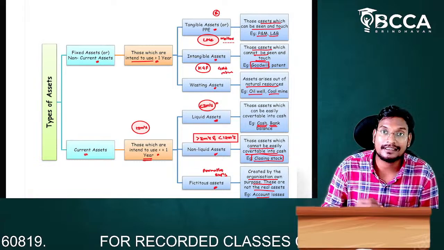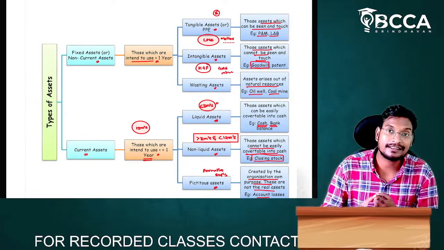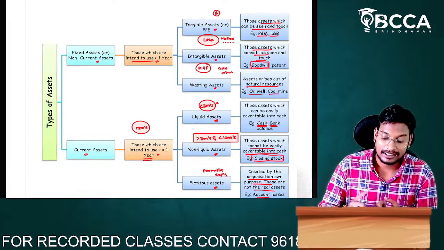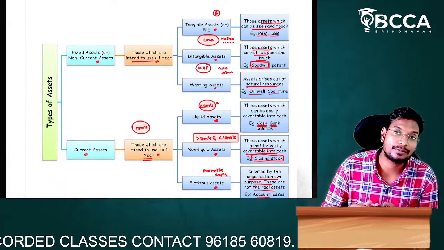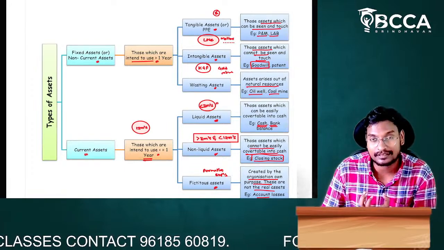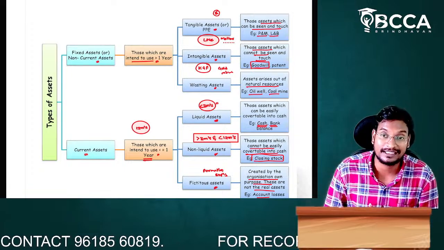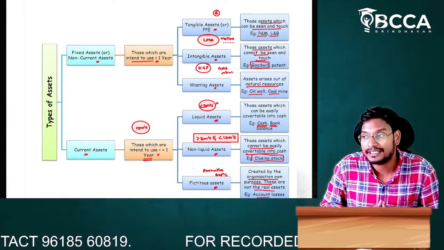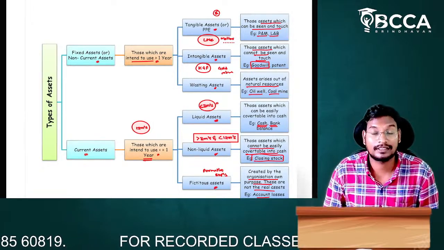Again, the current asset is classified into 3 types: liquid assets, non-liquid assets, and fictitious assets. A liquid asset means less than 3 months. A non-liquid asset means more than 3 months but less than 1 year. Fictitious means the formation expenditure, nothing but preliminary expenditure. This is called a current asset.